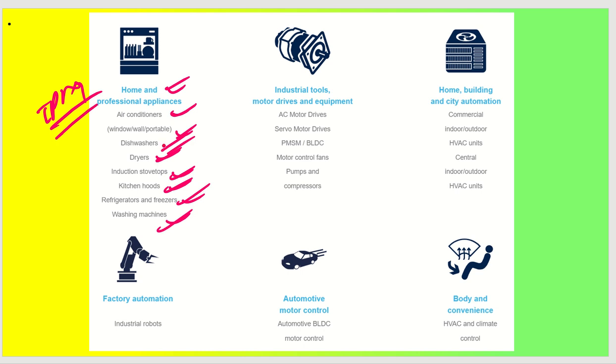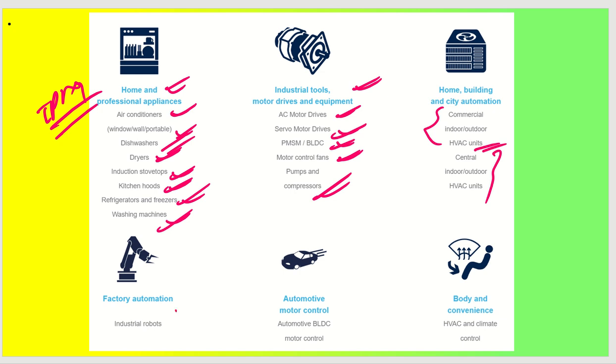Coming back to industrial tools and motor drives and equipment, we have AC motor drives, servo motor drives, PMSM or BLDC motors, and motor control fans. Industrial fans are there. We have pumps and compressors. Coming to home and building automation, you have commercial indoor and outdoor HVAC units. HVAC units are heating, ventilation and air conditioning units. In commercial buildings you will have a lot of requirement for ACs, right?